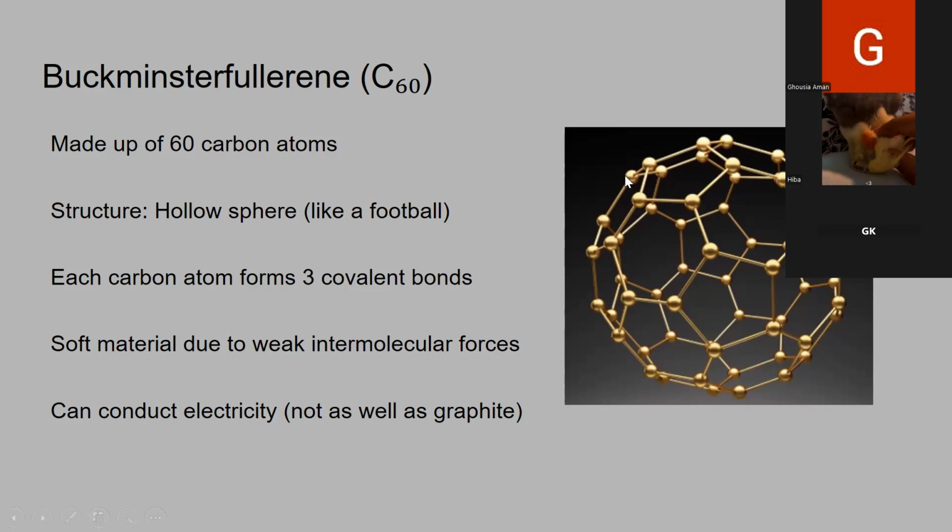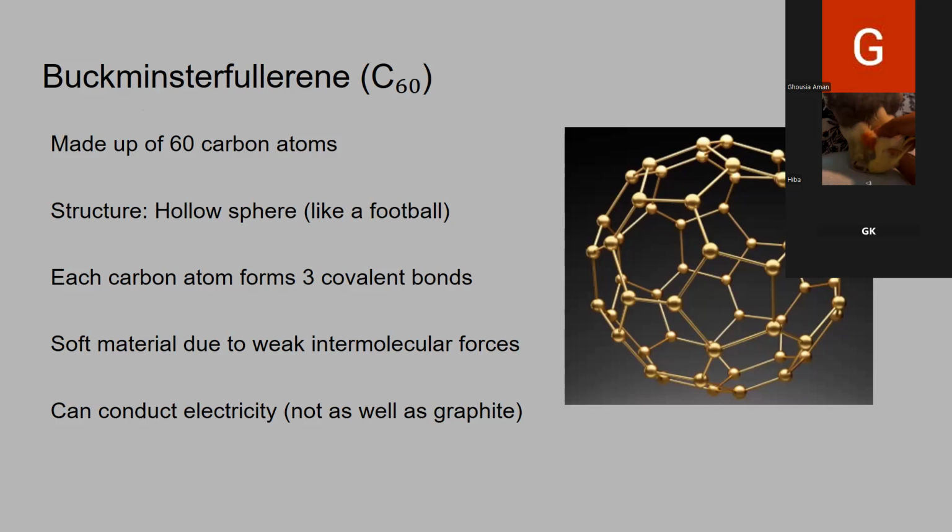Okay. Now see this thing. Buckminster fullerene. What is Buckminster fullerene? It is one of the forms of carbon. We have seen the other two forms of carbon. What are the other two forms of carbon? Diamond and graphite. Diamond and graphite are the two other forms of carbon.